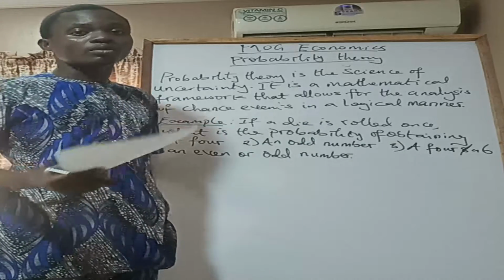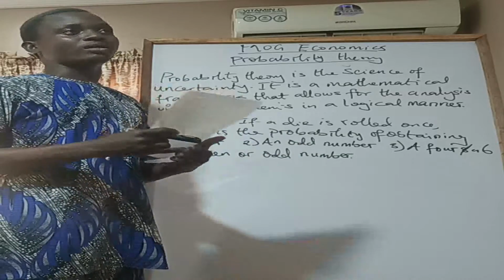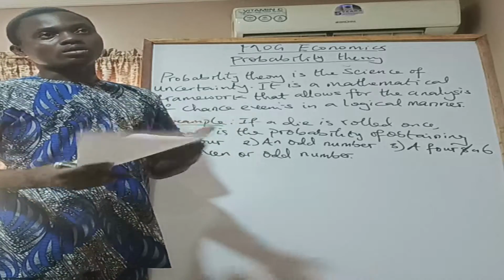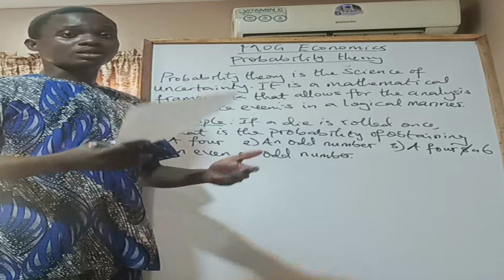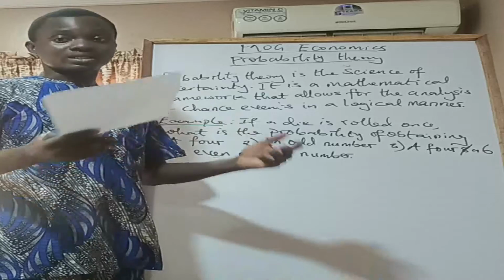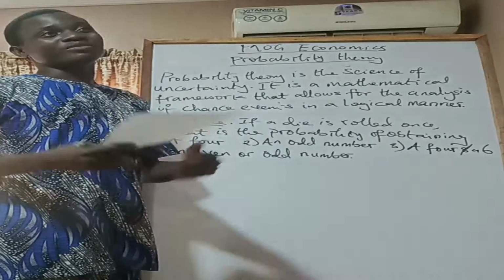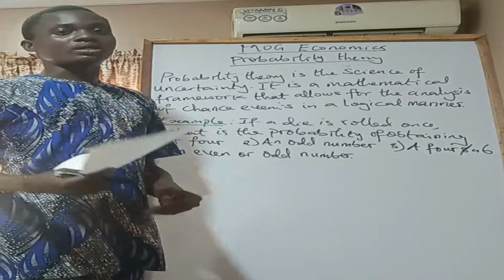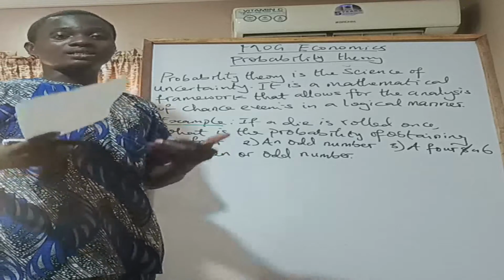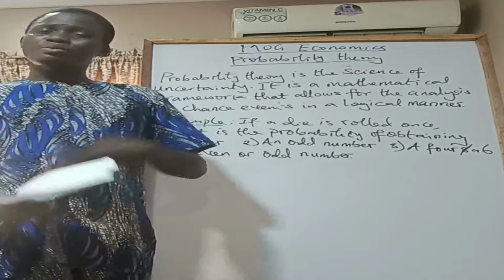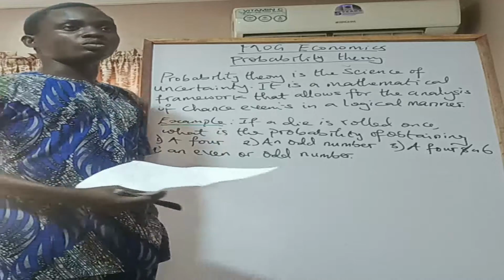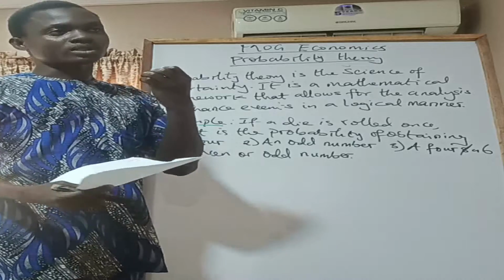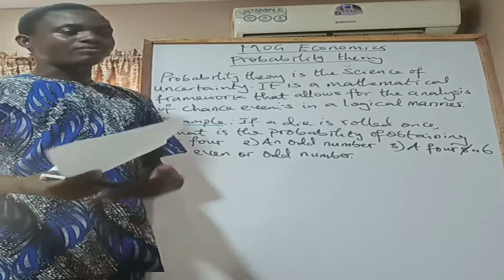Alright, so what's probability theory about? Now, probability is actually talking about chance. Probability theory is a theory that aims to give a logical mathematical explanation to events or occurrences that happen by chance. Do you understand? It attempts to give a logical explanation to events that have a chance of happening. Do you understand? Have a chance of happening.